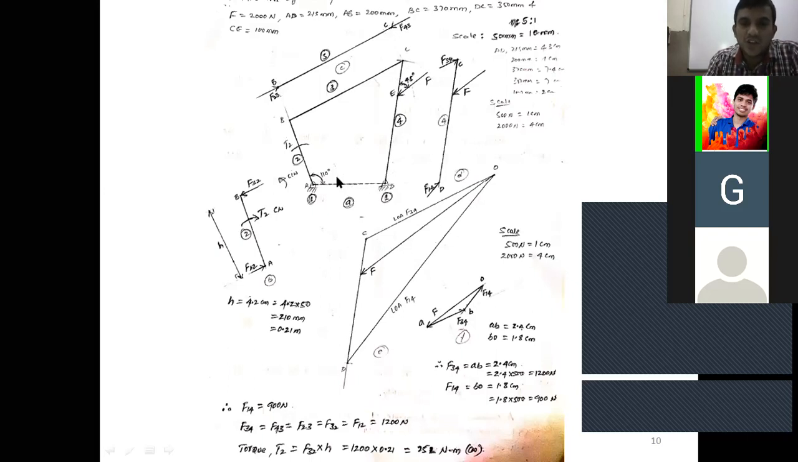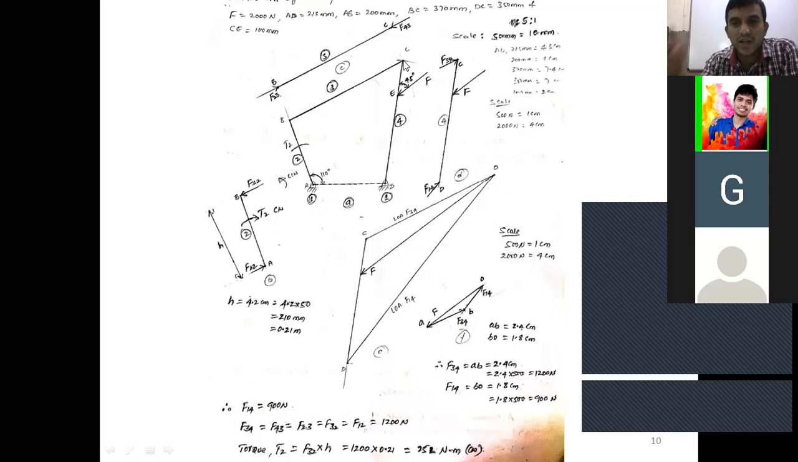Then join. AB we already joined. Join BC, that BC line, then you get link 3. Then join DC, that also you get link number 4. Then how do you get point E? What is CE? CE is how much? 100 mm. According to a suitable scale, then you'll get 20 mm or 2 cm.